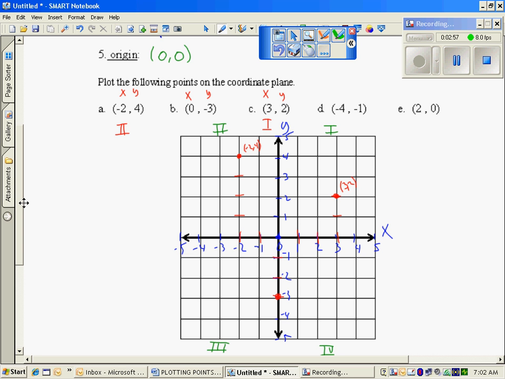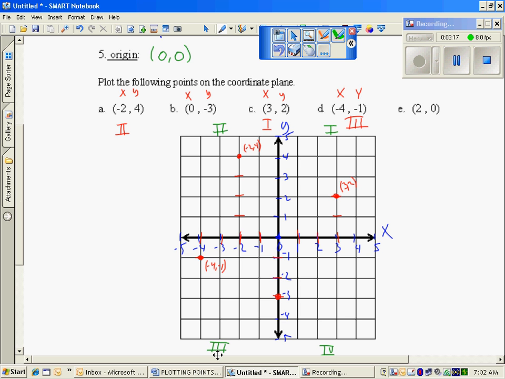(-4, -1). -4 in the x tells me from the origin move left 4. -1 in the y direction, down 1 in the y. Now I place my point. (-4, -1) is the label, and it is in quadrant 3.